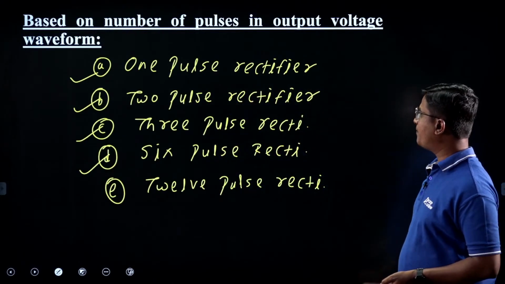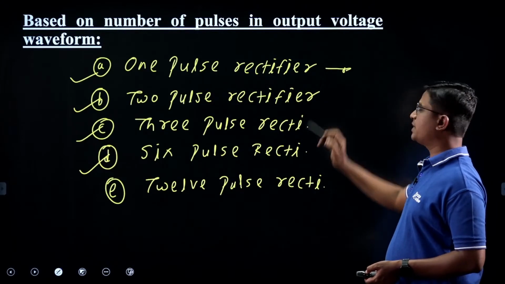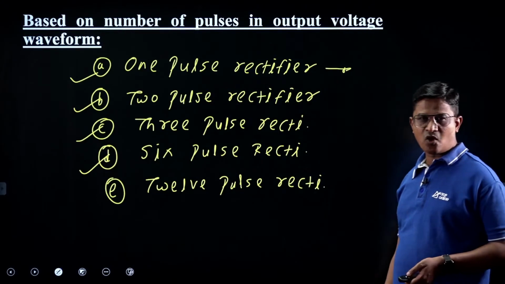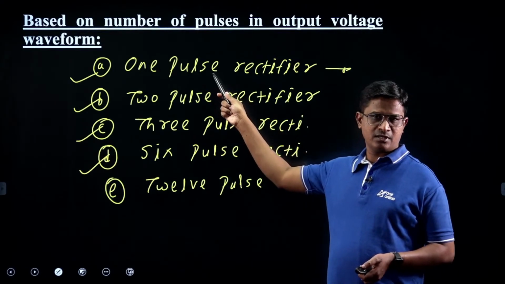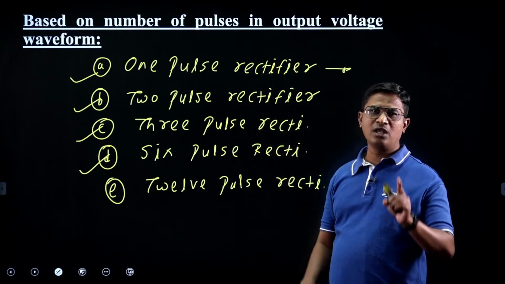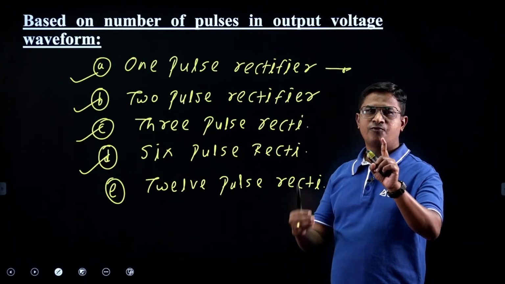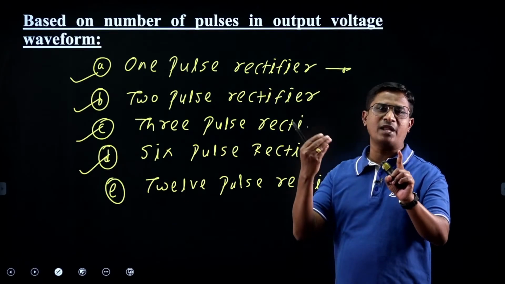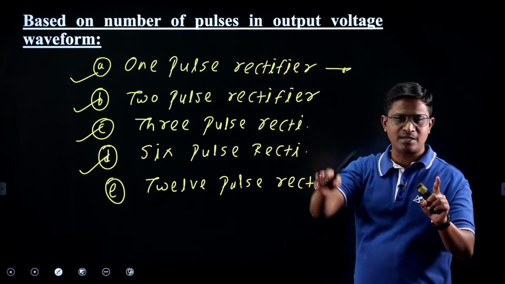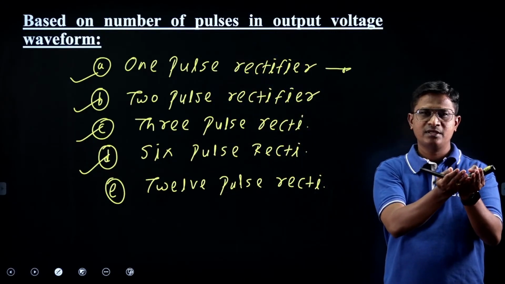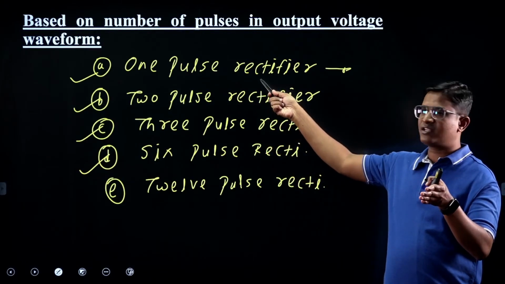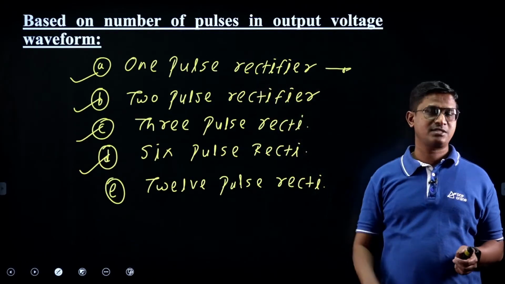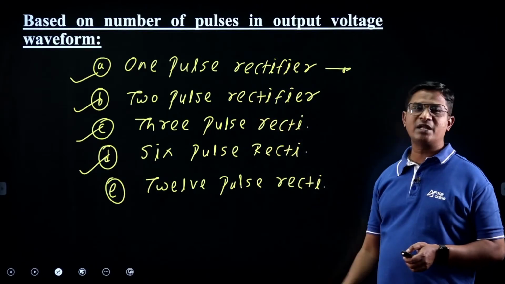Now, why is the one pulse rectifier known as a one pulse rectifier? Because in the output of this rectifier, we get only one pulse for one input cycle of the supply. Meaning 0 to 2 pi, my supply completes one cycle, and corresponding to 0 to 2 pi, in the output of this rectifier we get only one pulse. So that is what is known as a one pulse rectifier.